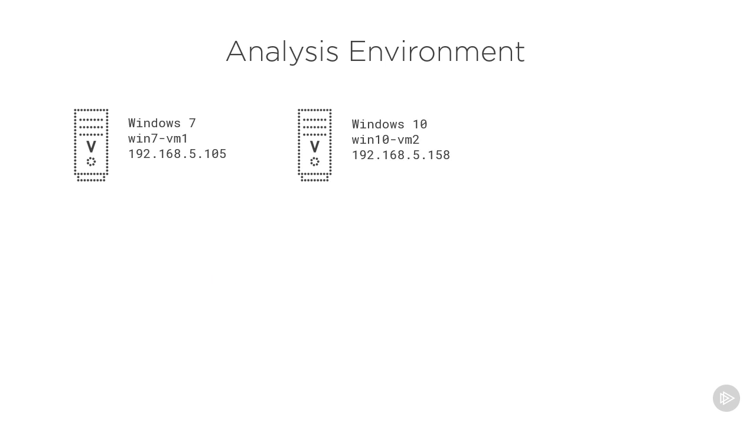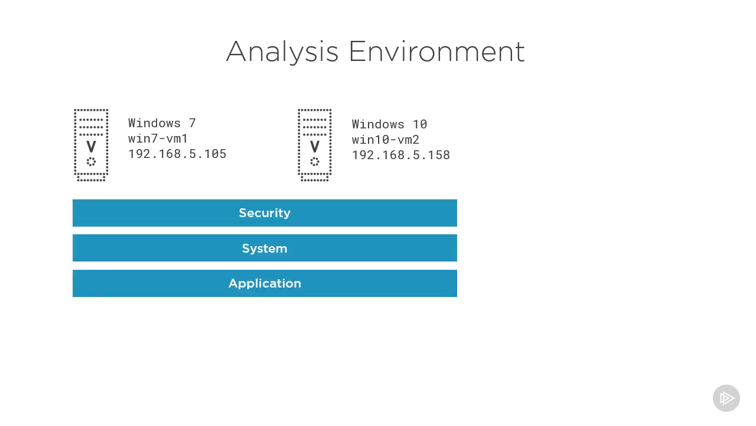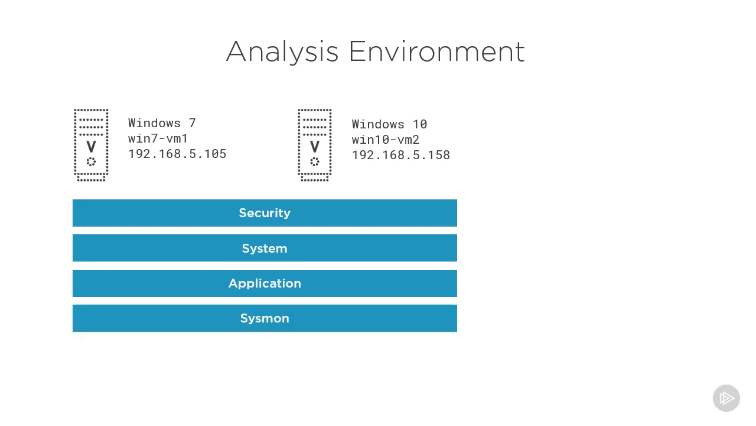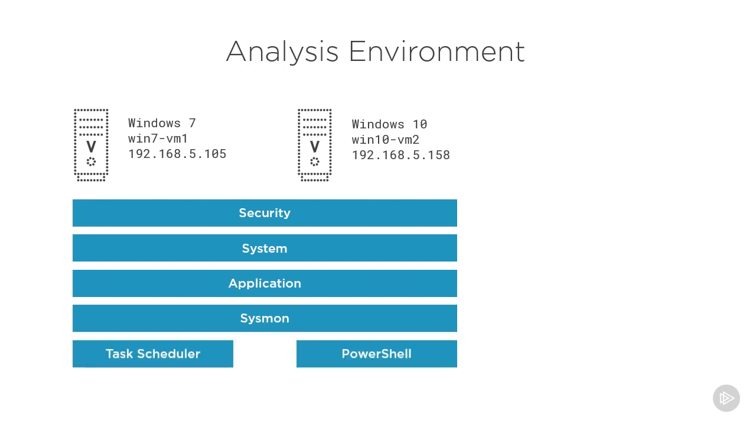It's important to know more about the data that we're collecting from the Windows virtual machines. We are collecting the security, system, and application logs. On top of that, Sysmon is deployed on both machines, and the logs that are generated are also forwarded to the Elastic Stack. To track persistence, the task scheduler logs from the Windows 7 VM will be forwarded, as well as the PowerShell script block logs from the Windows 10 machine.